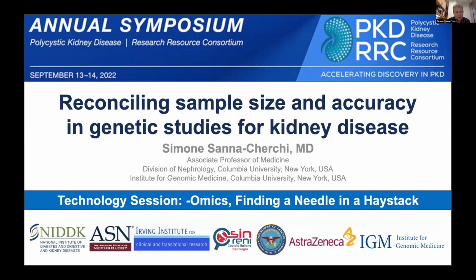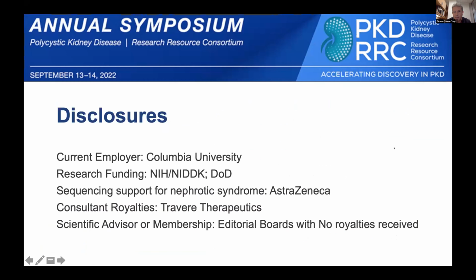Okay, so I really don't work on PKD. So hopefully today, since it's a technology session, I can show you and use examples from my personal interest to show certain types of approaches that are now possible, which we probably need to fine-tune a little bit, and what could be applied to PKD research. My talk is reconciling sample size and accuracy in genetic studies for kidney disease. I have minimal disclosure to make, really no real conflict of interest.